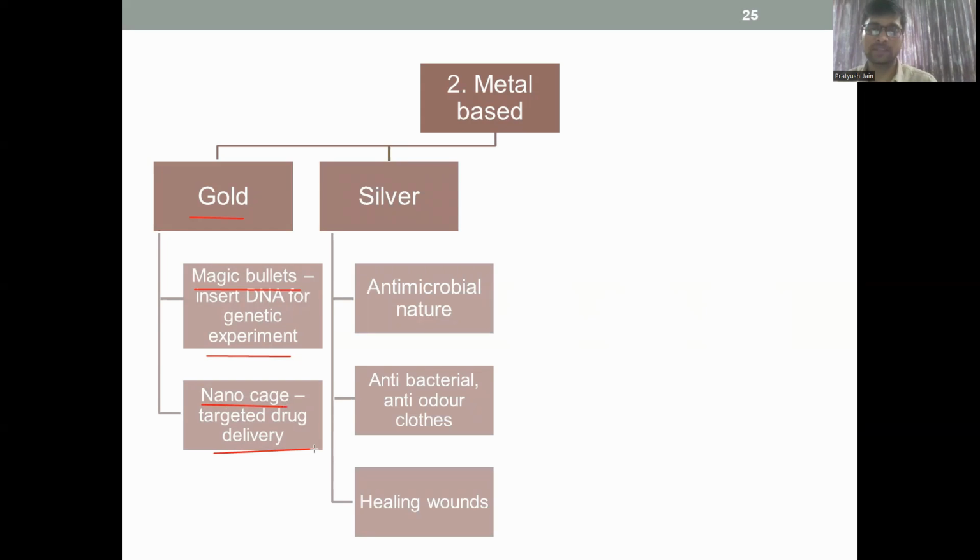Another example of metal-based nanomaterial is silver. It has antimicrobial nature. We have already discussed silver to some extent. It is antibacterial. It can be used to make anti-odor clothes. So the clothes made using silver nanomaterials will not have any foul odor. Only the clothes won't have foul odor. The body still might. It can be used for healing wounds.